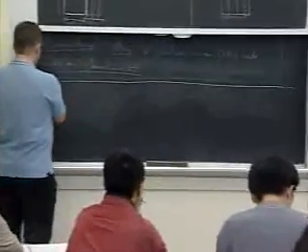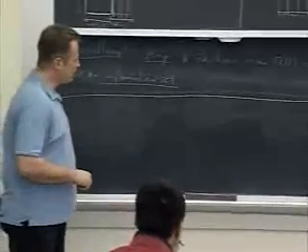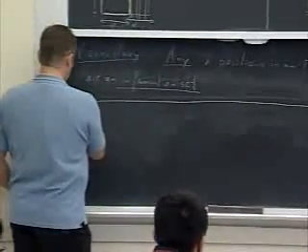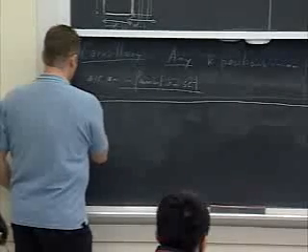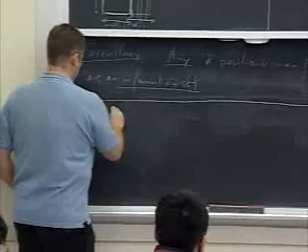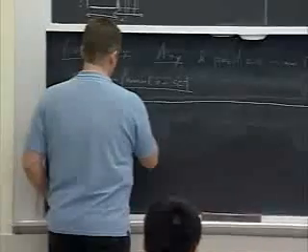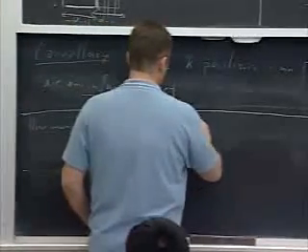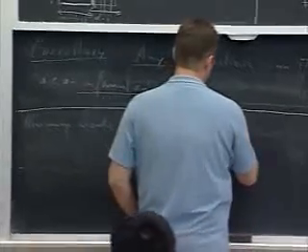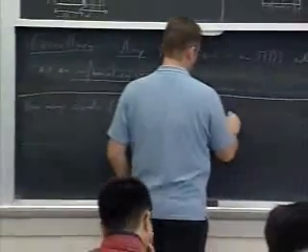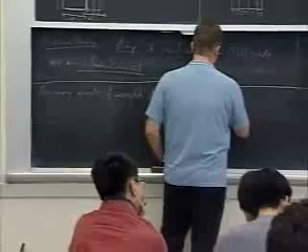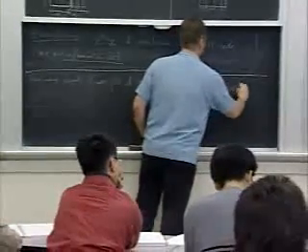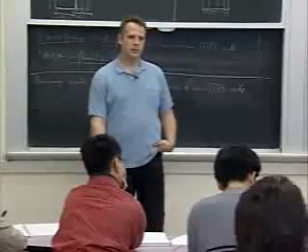For example, we want to derive the following property. How many words of weight D exist in a linear MDS code? One could ask that, right?